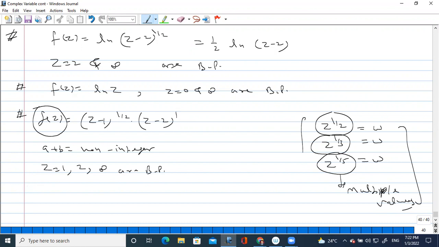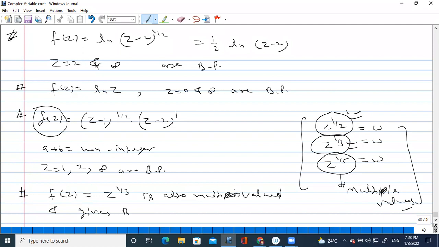So this type of function, if you find z to the power half or power 3 by 2, means fractional power. Fractional power also gives you multi-values. So we can say f(z) equal to z to the power 1 by 3 is also multi-valued and gives a branch point. So here what will be the branch point? Because we can write it as (z minus 0) to the power 1 by 3, here z equal to 0 and infinity are branch points. So like this we find the branch points. Okay, note down this.